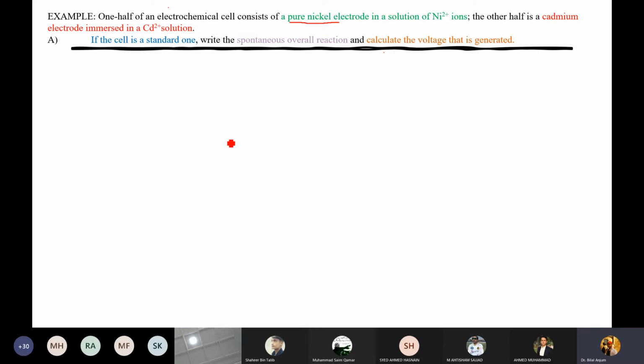So one half of an electrochemical cell consists of a pure nickel electrode in a solution having nickel ions as Ni 2 plus, and cadmium having cadmium ions as Cd 2 plus. If the cell is a standard one, what is meant by a standard cell?